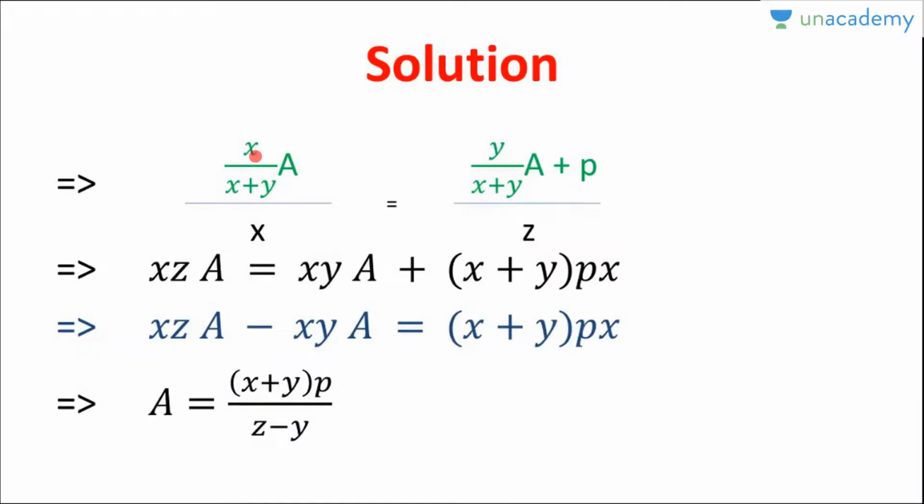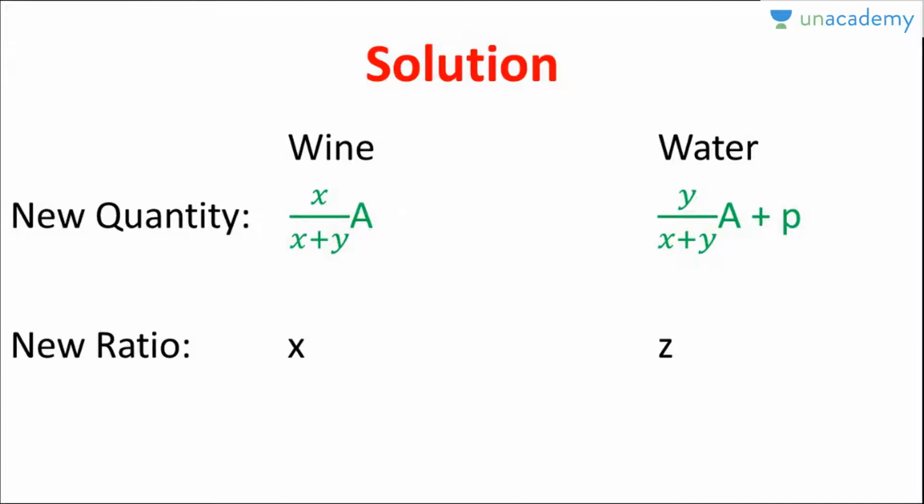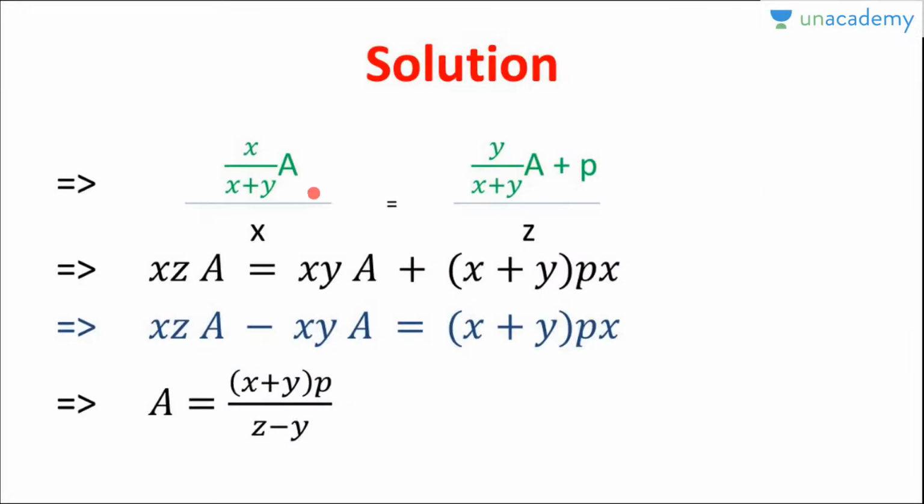So I can say that x upon x plus y into a upon x, that is, this value divided by this value, must be equal to this value divided by this value. So you will get x upon x plus y times a upon x is equal to y upon x plus y times a plus p upon z. Now when you cross multiply both sides, you will get x into z a is equal to x into y times a plus x plus y px.